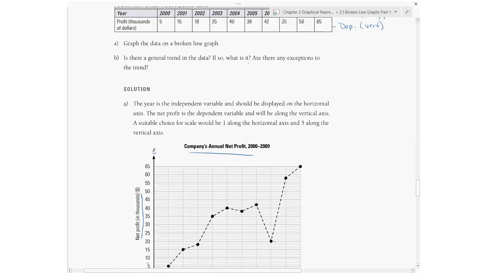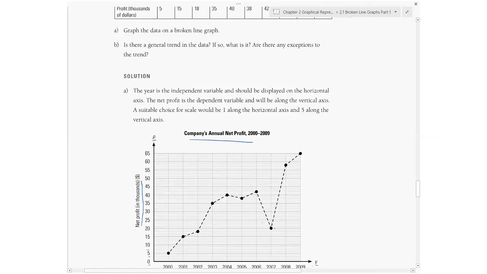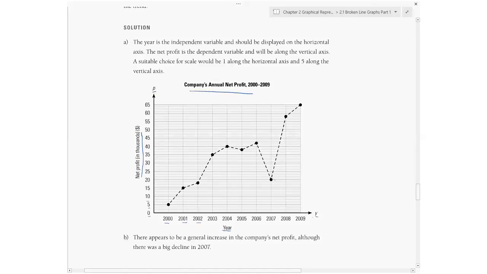And are there any exceptions? Well, yeah, we have an exception in 2 years. So we have an exception in 2005 and an exception in 2007. So the way they've worded it, there appears to be a general increase in the company's net profit, although there was a big decline in 2007. You could also mention there was a small decline in 2005. But could he increase his employee salary? Probably, and probably by about the average of the increase over those 9 years.